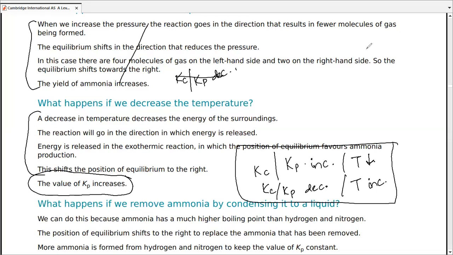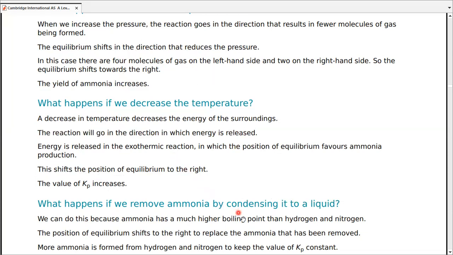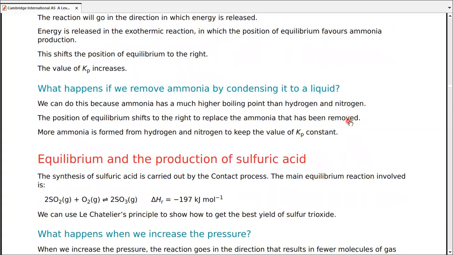ठीक है, अपार्ट फ्रॉम प्रेशर एंड टेम्परेचर जो यहाँ पर डिस्कस किया हुआ है, अगर हम अमोनिया को रिमूव करें बाय कंडेंसिंग इट टू अ लिक्विड, रिमेंबर दिस सीम्स लाइक अ लाइन कि इससे हमारे पास किसी भी फैक्टर पर फर्क नहीं पड़ रहा होगा, बट इट इजंट एग्जैक्टली ट्रू.